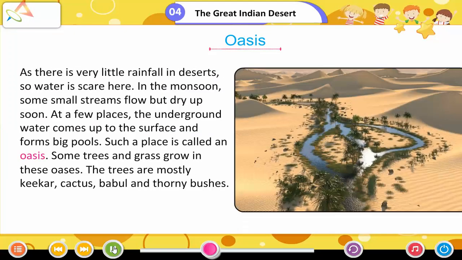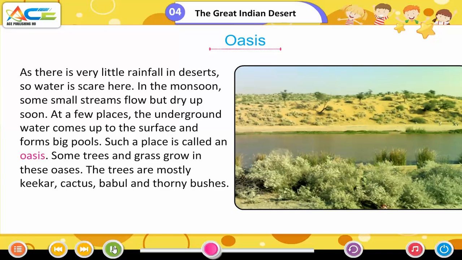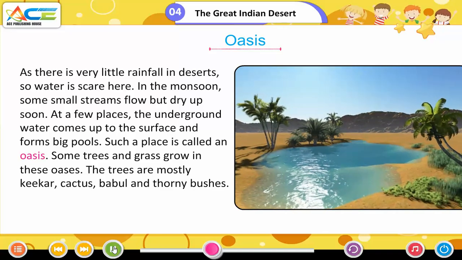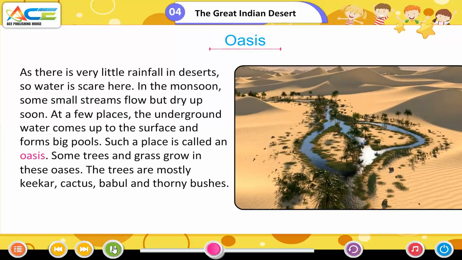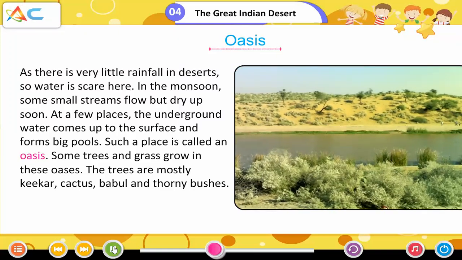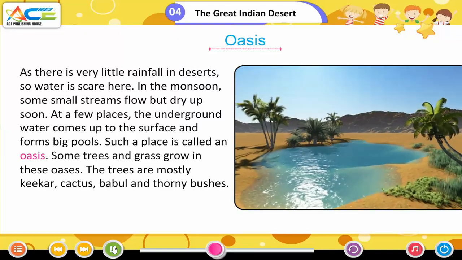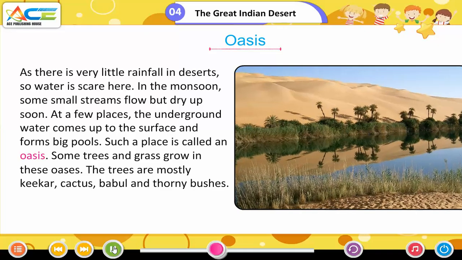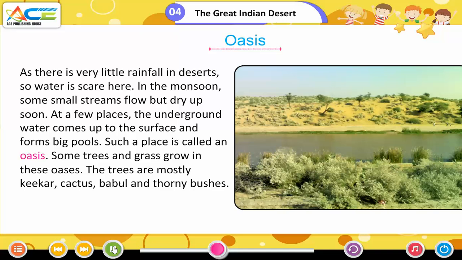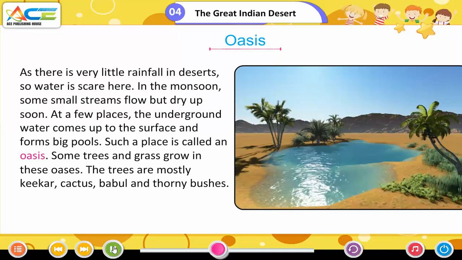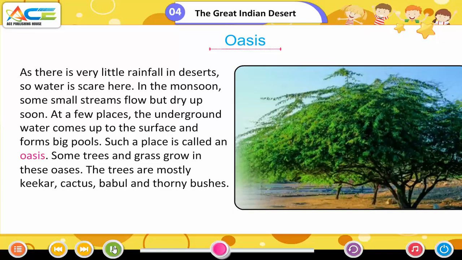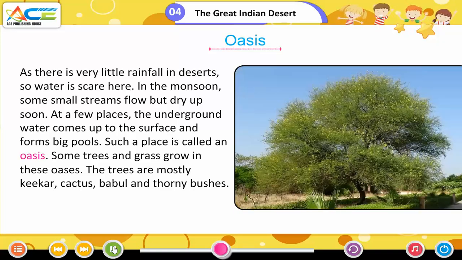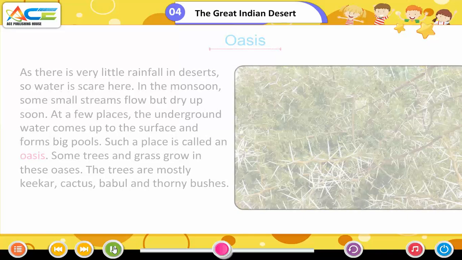Oasis: as there is very little rainfall in deserts, water is scarce here. In the monsoon, some small streams flow but dry up soon. At a few places, the underground water comes up to the surface and forms big pools. Such a place is called an oasis. Some trees and grass grow in these oases. The trees are mostly kikar, cactus, babool and thorny bushes.